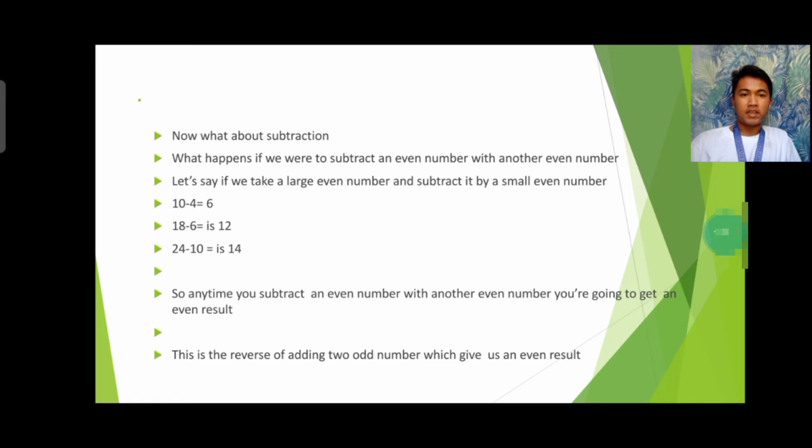Another, 18 minus 6 equals 12. 12 is an even number. 24 minus 10 is 14. 14 is an even number. So, anytime you subtract an even number from another even number, you're going to get an even result. This is the reverse of adding two odd numbers, which gives us an even result.